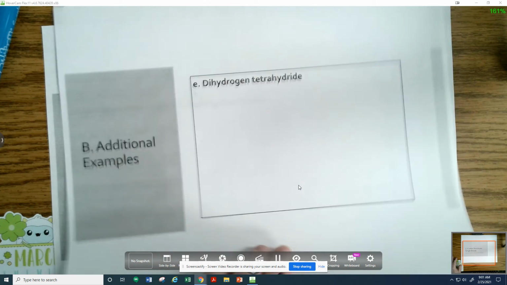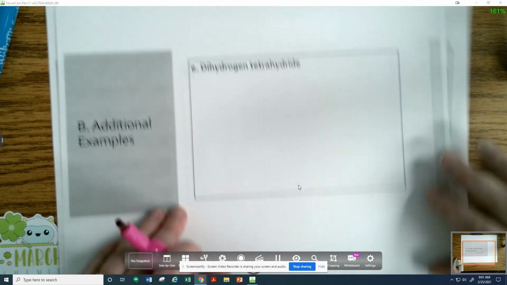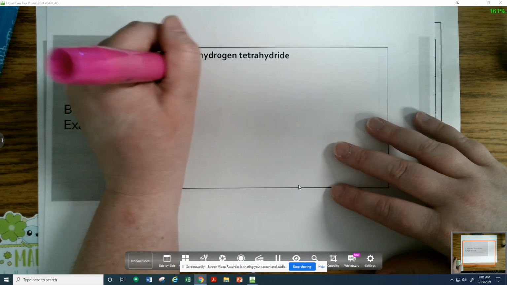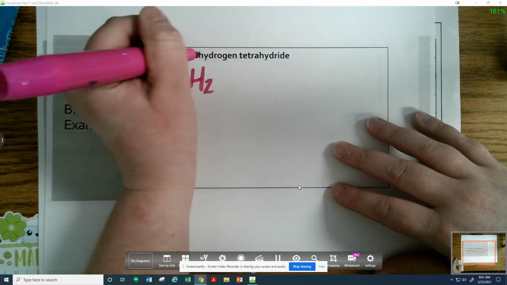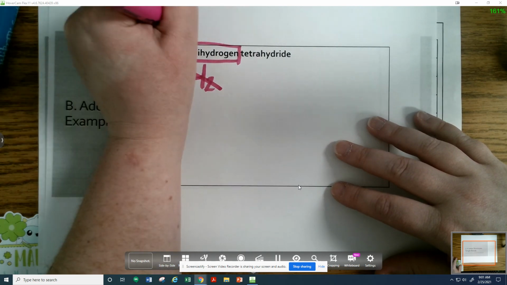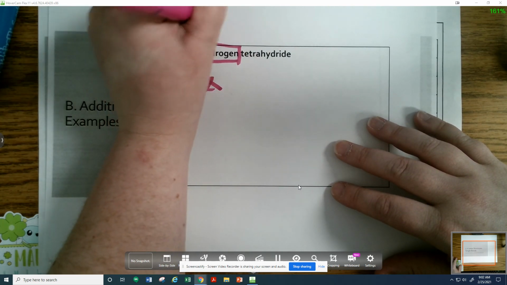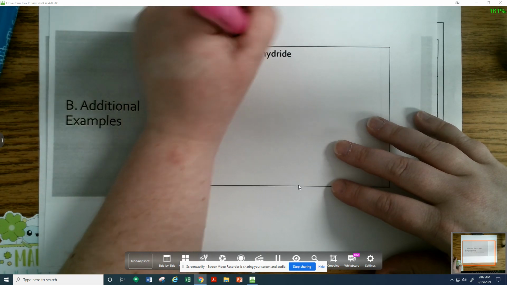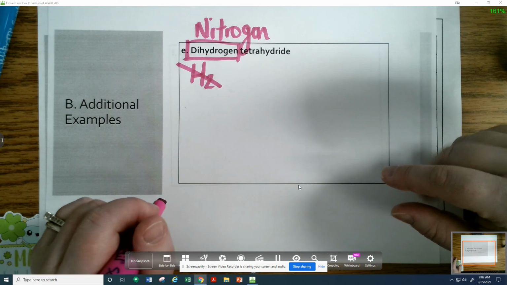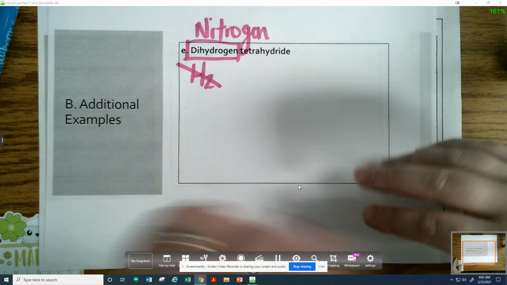So I have one last example that I really want to tackle with you, and that's dihydrogen tetrahydride. So that means H2. Oh, that's what I realize now. This one had a typo. This should be dinitrogen. I thought that was kind of weird to have hydrogen, hydrogen. So anyways, going back and looking over my typo, it's really dinitrogen tetrahydride.